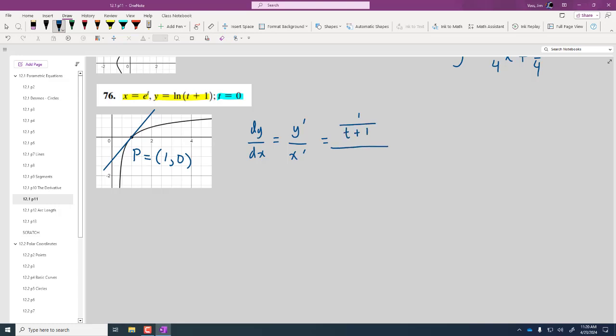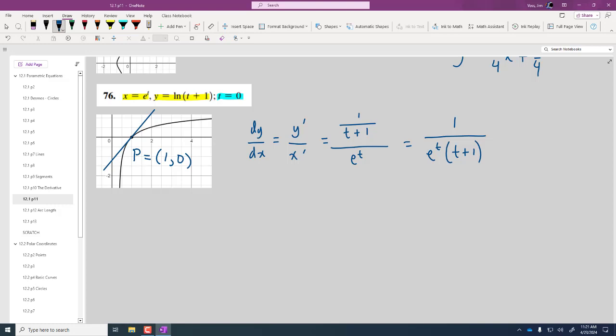X prime is e to the t. So if we simplify this, there's the derivative equation. So that'll give us the slope of the tangent line at any t value for which the curve is defined.